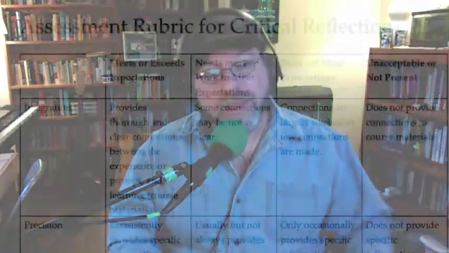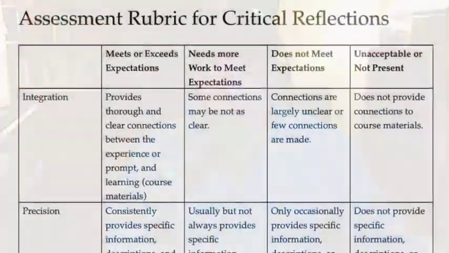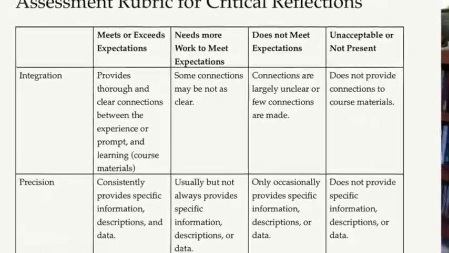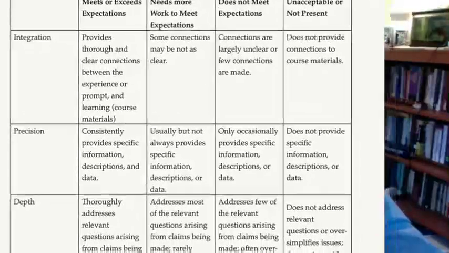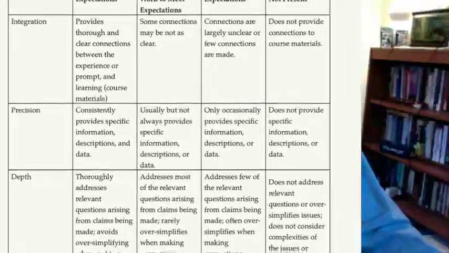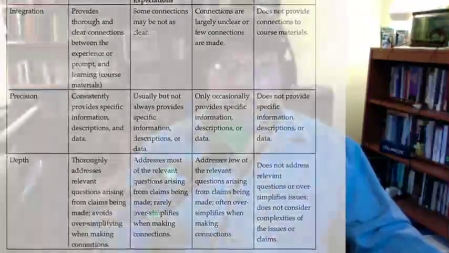So you might wonder, how do I assess these critical reflections? How do I know how good they are? What are the criteria for successful assignments? This final table shows how I might assess critical reflections using a rubric later in the course. Here's an example of 3 criteria: integration, precision, and depth.